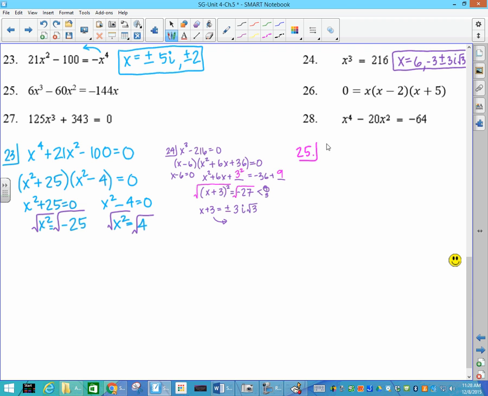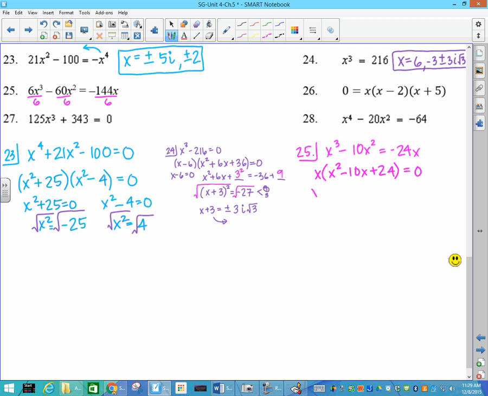So when I bring it to one side, actually, y'all, you don't even have to because it's an equation. I can divide it by 6. That gives me x cubed minus 10x squared equals negative 24x. When I bring it over to one side, I do have a common x, so I take that x out. That leaves me with x squared minus 10x plus 24 equals 0.